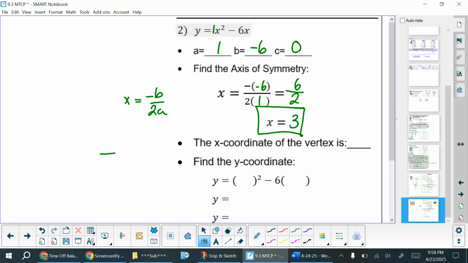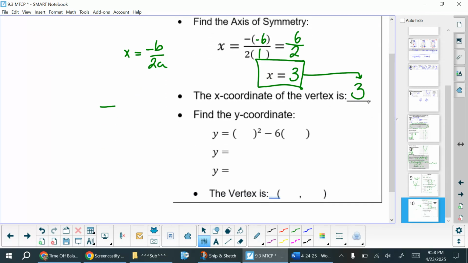From there, a key connection to make here: if the axis of symmetry is x equals 3, the x coordinate of the vertex is 3, because the vertex is on the axis of symmetry. From there, I can take my x coordinate and plug it into my equation where the x's are and simplify. 3 squared, 3 times 3 is 9. Minus 6 times 3. 6 times 3 is 18, so minus 18. And then 9 minus 18 is -9. So my vertex has an x coordinate of 3, a y coordinate of -9, and that's my vertex.